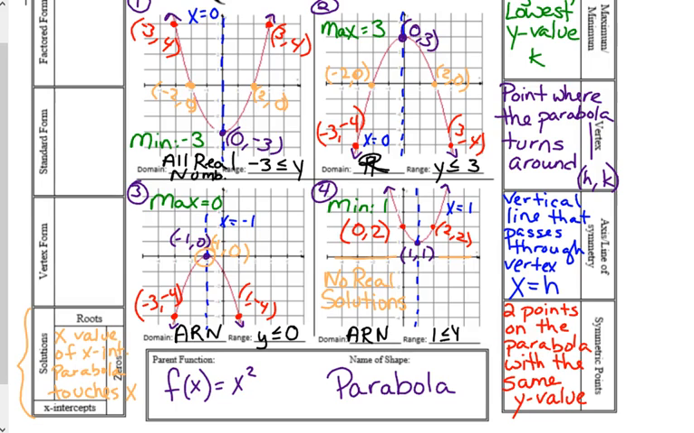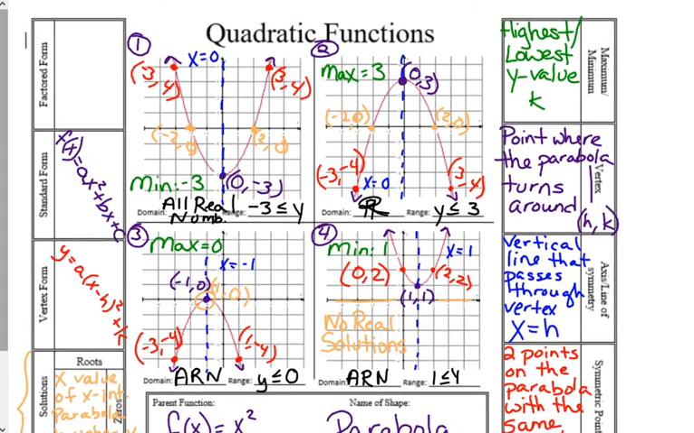One is vertex form. So the way that looks is going to be y equals a times (x minus h) squared plus k, where h and k are the coordinates from the vertex. Standard form is y, or f of x, is equal to ax squared plus bx plus c. C is our constant. It will also be our y-intercept. C is always the y-intercept.